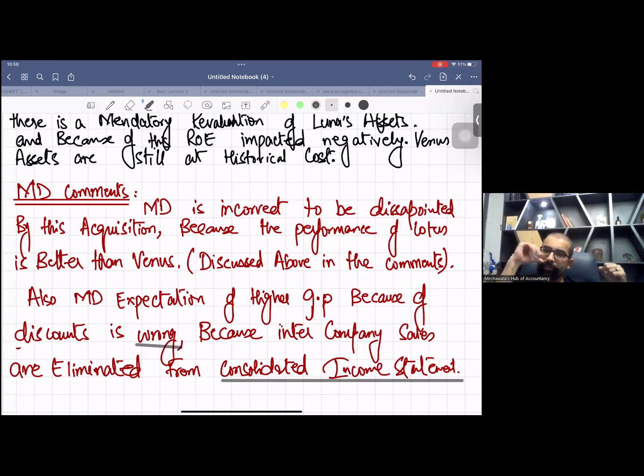Okay, are you getting it? And finally, you can add one or two more general points: because of takeover, there will be some synergies, and in the long term, the Venus group can benefit from it. And in the conclusion, you can write that this takeover was not a bad takeover. Even this takeover of Lotus company helped the Venus company to maintain the ratios.